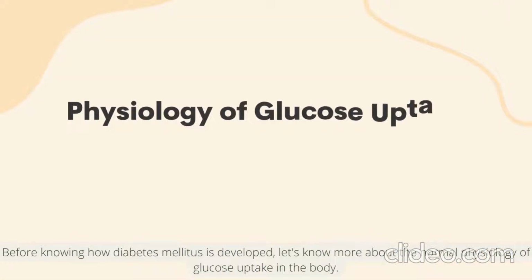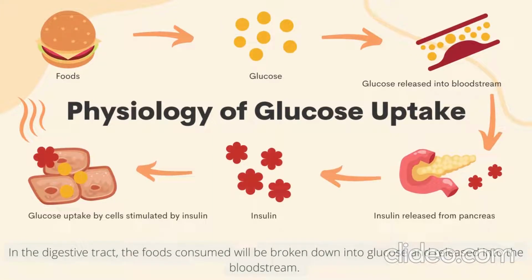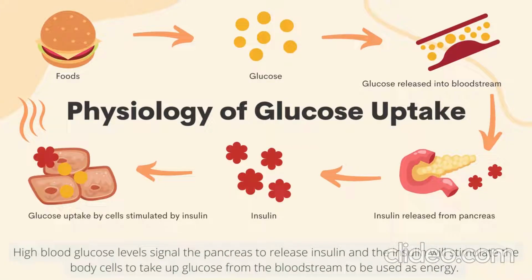Before knowing how diabetes mellitus develops, let's know more about the normal physiology of glucose uptake in the body. In the digestive tract, the foods consumed will be broken down into glucose and released into the bloodstream. High blood glucose levels signal the pancreas to release insulin, and the insulin will stimulate the body cells to take up glucose from the bloodstream to be used as energy.